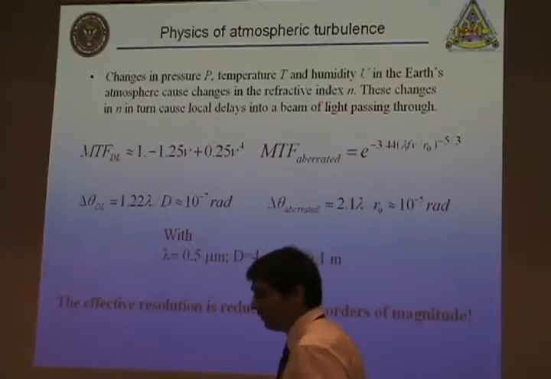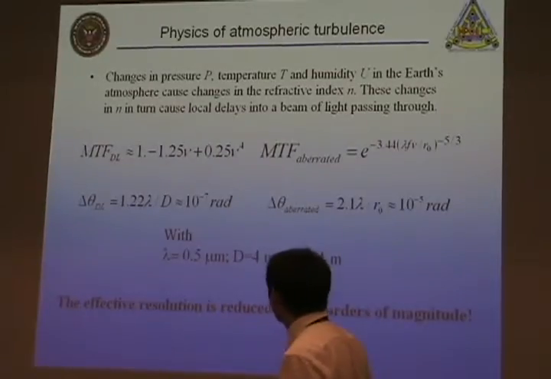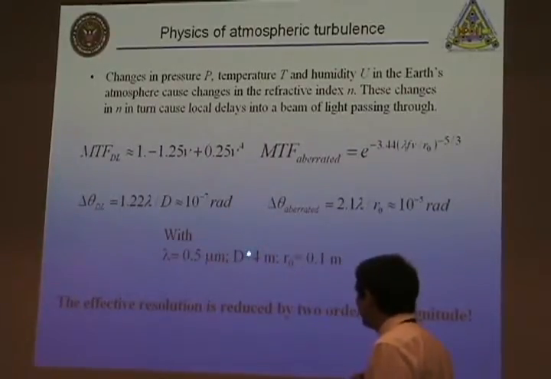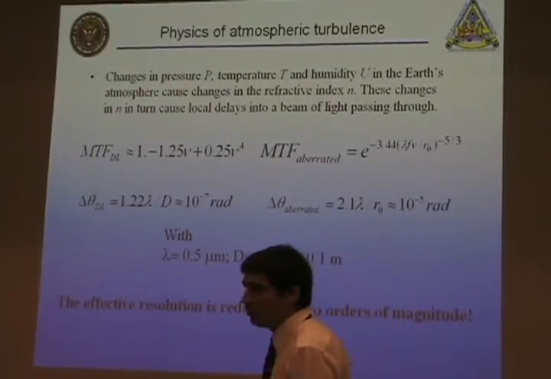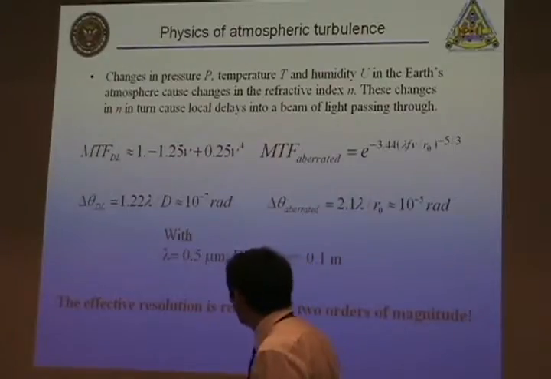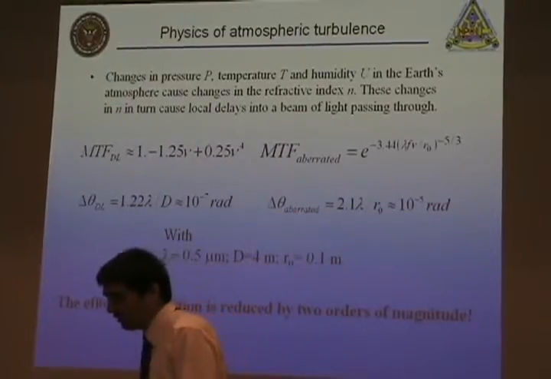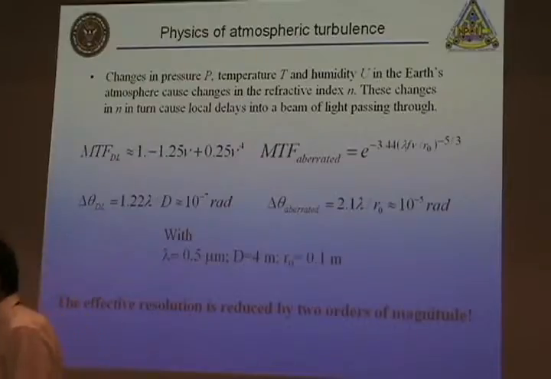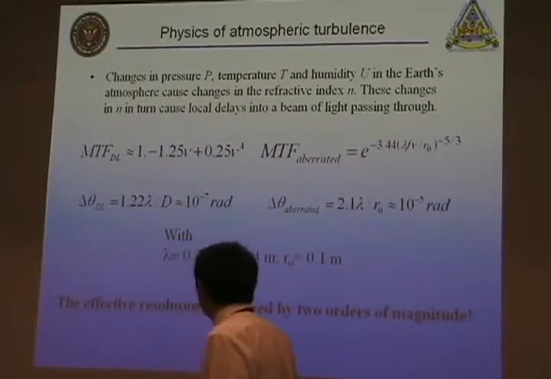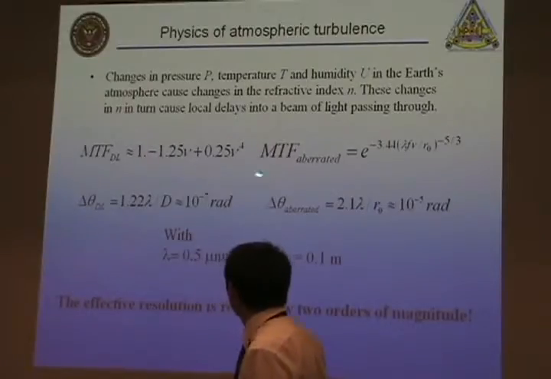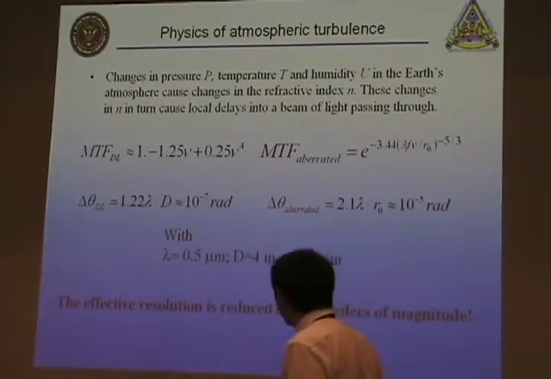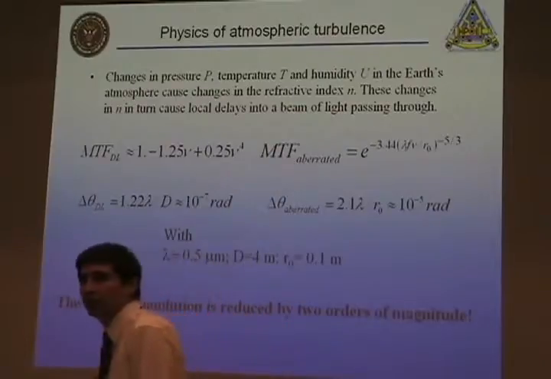So what does this do to a system? Here we're going to look at an example where you have a 4-meter telescope looking at visible wavelengths, and r0, which I'll explain a little bit later, gives you an indication of how bad the atmosphere is. Under those conditions, ideally you have 10 to the minus 7 radian for your diffraction limited imaging. However, with the atmosphere, you end up going down by 2 orders of magnitude in resolution.